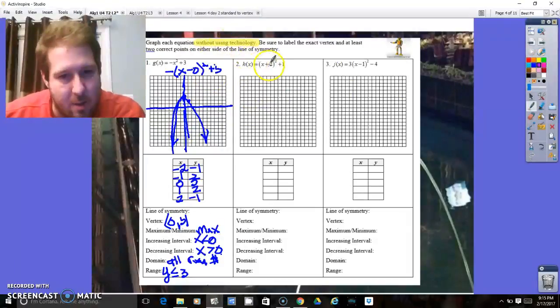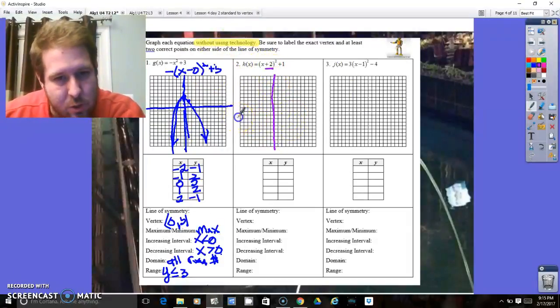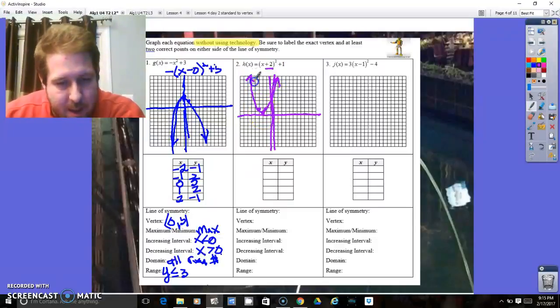All right, I'm going to change colors. +2 means that the starting point is going to be 2 to the left. It's the opposite of what you would think. 1, 2, good enough. +1 means up 1, so I would start right there. The a term is 1, so that means each term next to it is going to be 1 above it. So it'll look something like that.